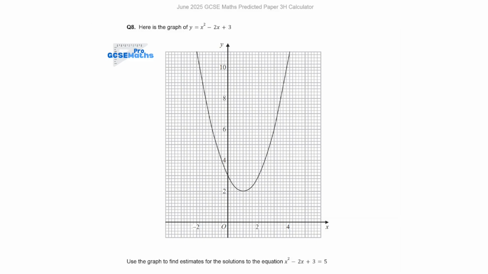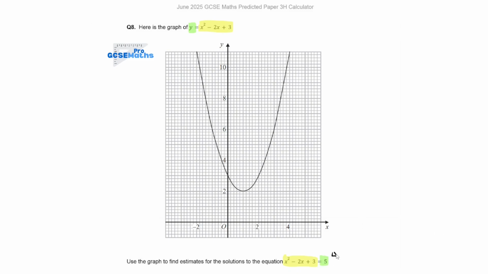So question 8, here is the graph of y equals x squared minus 2x plus 3. Use the graph to find estimates for the solutions of the equation x squared minus 2x plus 3 is equal to 5. Now pay attention to this. The original equation, which is the graph, is the same as this left-hand side here. I know it swapped sides, but that doesn't really make any difference. And before, the original equation had a y on the other side. Now the y has become a 5.